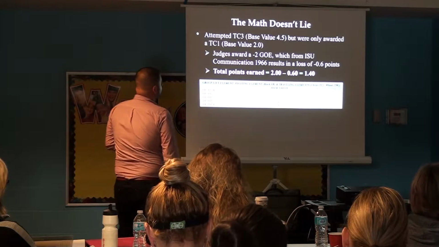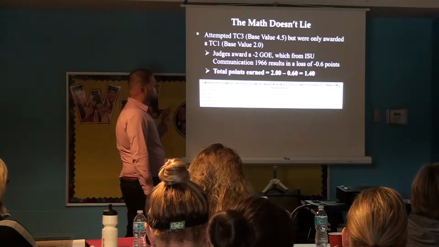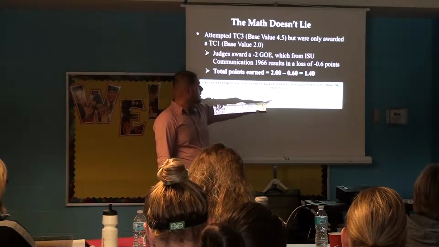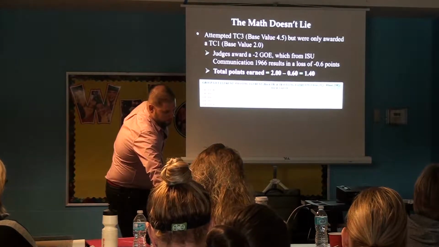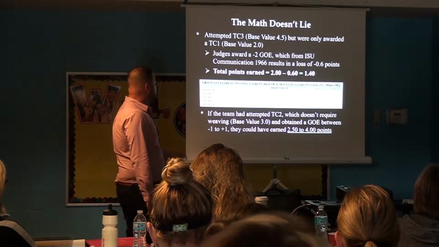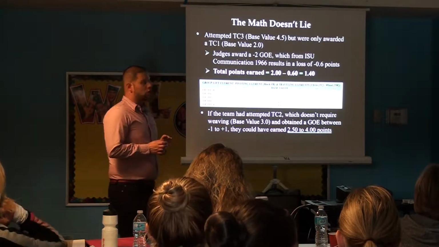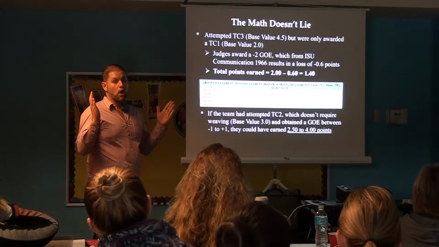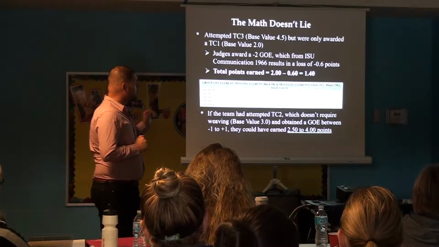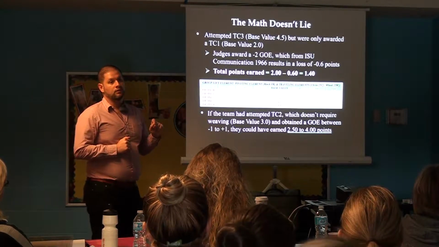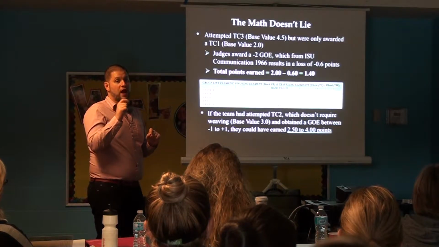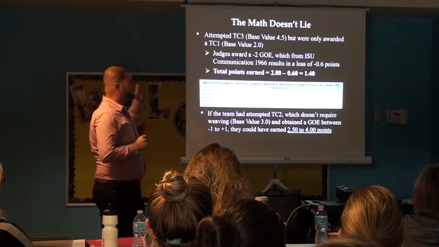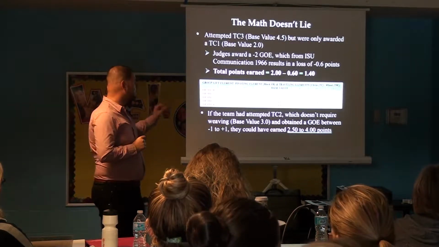This is an example of the scale of values for the traveling element, traveling circle. If you had tried level 2, base value would have been 3.0. If you did a traveling circle 2, which doesn't require you doing the weave, and the judges gave you a GOE between -1 and +1, you would have earned anything between 2.5 and 4.0 points. You still would have gotten more for doing a traveling circle 2 with a negative GOE than you did for attempting a traveling circle 3 very poorly and getting a severely negative GOE.